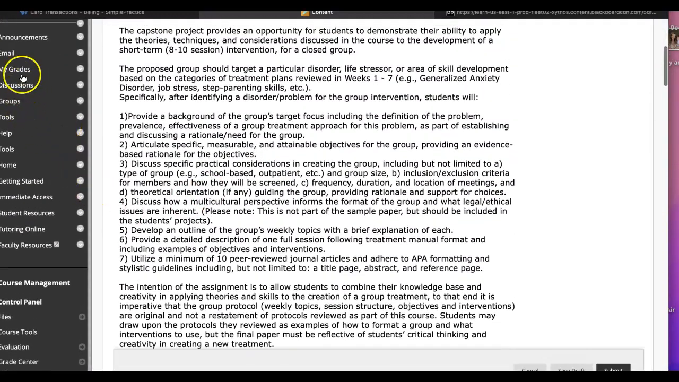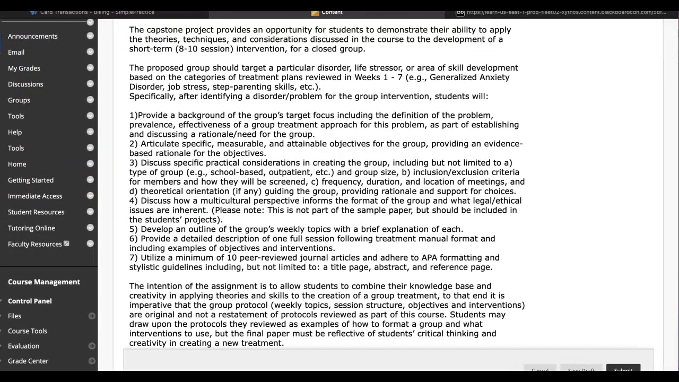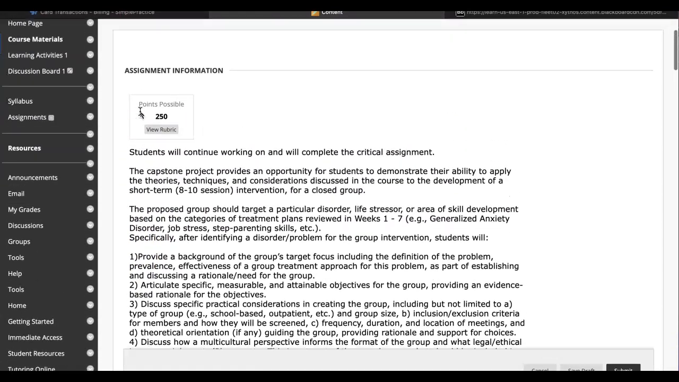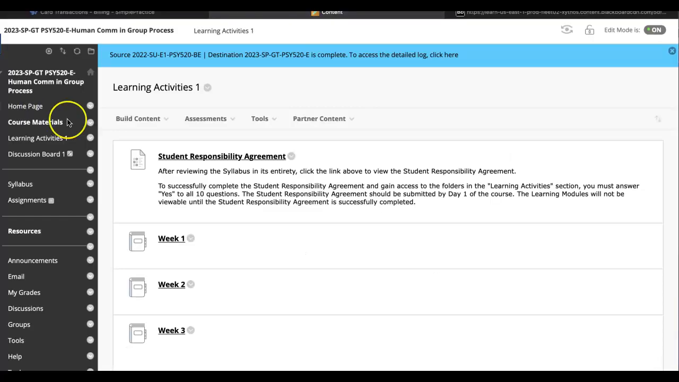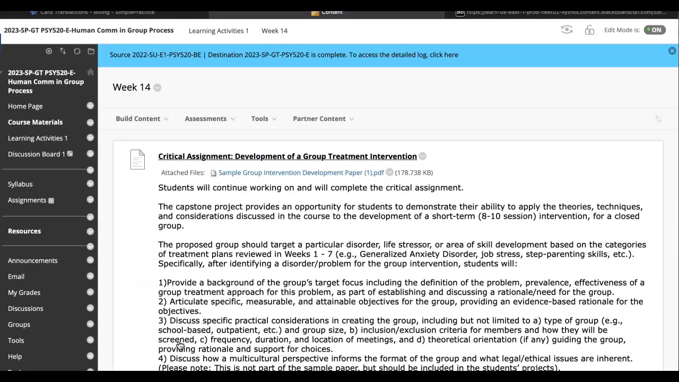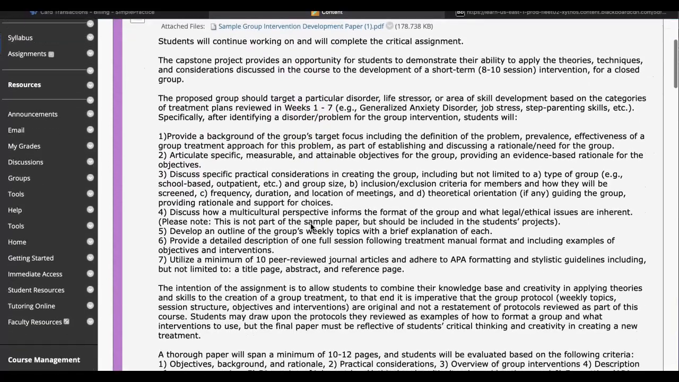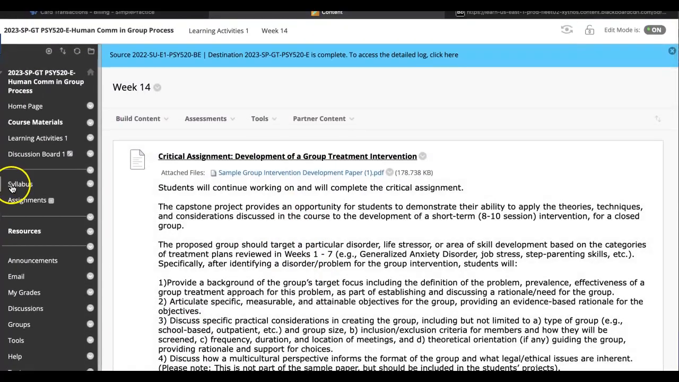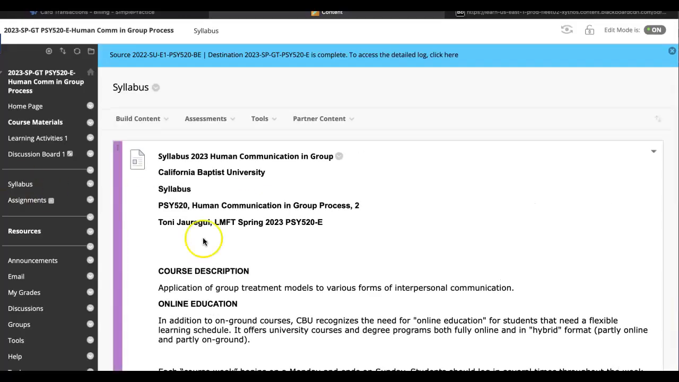So if you are to go to learning activities, I'm moving my screen a little bit so I can see better, right? If we were to go to learning activities, I'm just showing you. And if we went to week 14, that's where you find all this information. Okay, so I just want to give you a heads up because I know this is a little different than maybe what you do in a traditional setting. And obviously this matters because this is a big part of our grade.